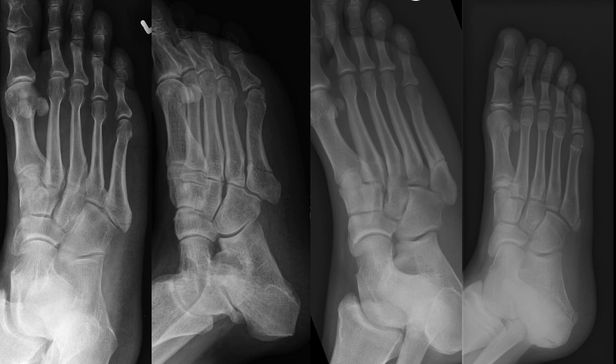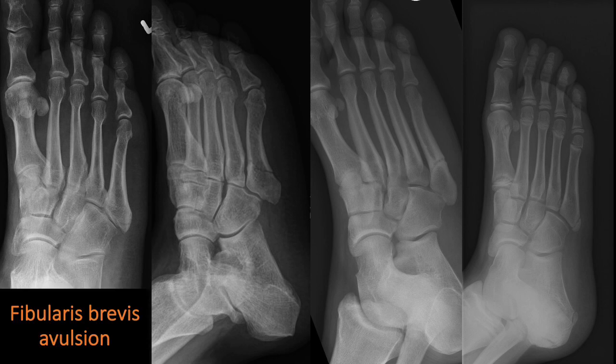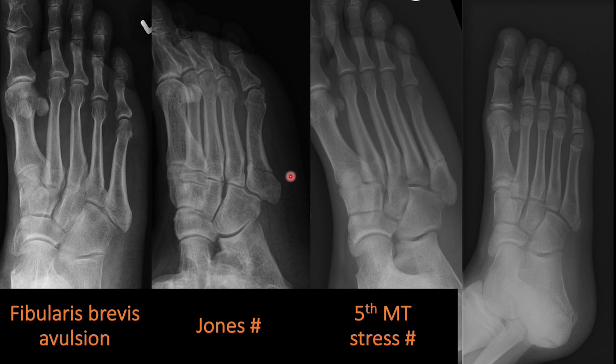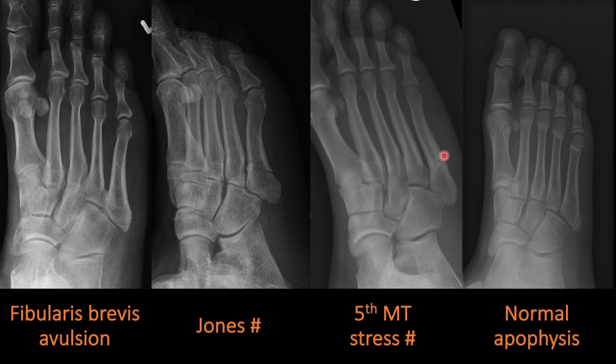These are different types of fractures of the base of the fifth metatarsal. The first one is an avulsion fracture involving the fibularis brevis muscle. The second one is a Jones fracture, and this is normally seen at the level of the metaphysis. The third one is a stress fracture, and this is seen at the level of the diaphysis. And the fourth and last one is actually a trick. This is not a fracture, this is a normal apophysis in a pediatric patient.